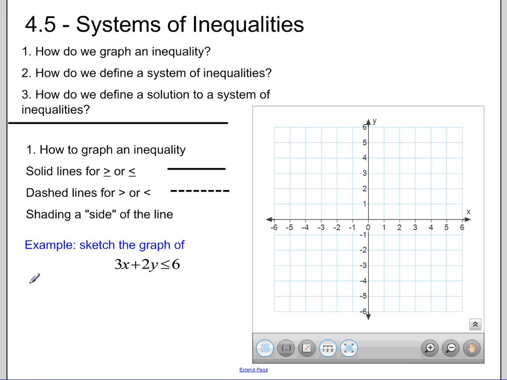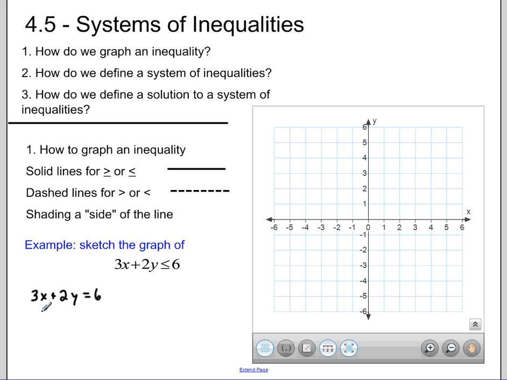In fact, what we're going to do is sketch the line 3x plus 2y equals 6. But to graph it, because we're using the symbol less than or equal to, we're going to use a solid line. If we had strictly less than or greater than, we would use a dashed line in its place. So the line 3x plus 2y equals 6. Well, we know how to do that.